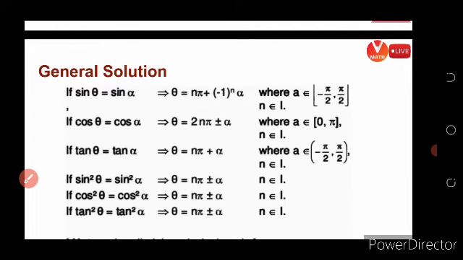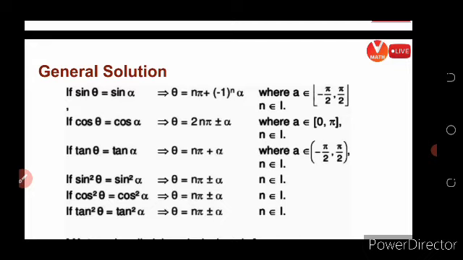Then general solution: sin theta is equal to sin alpha, then theta is equal to n pi plus minus 1 to the power n alpha. This is the formula where alpha belongs to minus pi by 2 to pi by 2. Okay, so always know the general solution. When sin theta is equal to sin alpha, then theta is equal to n pi plus minus 1 to the power n alpha.